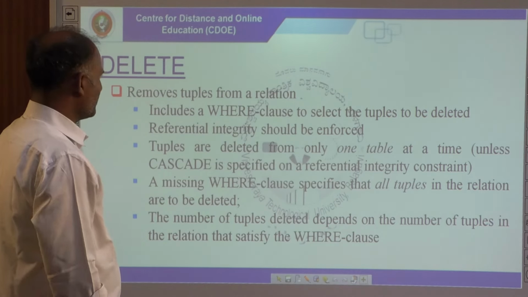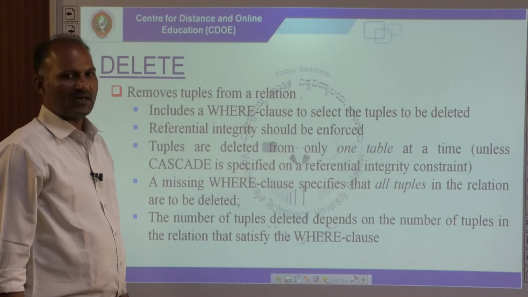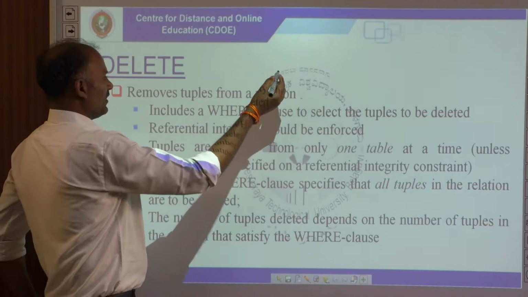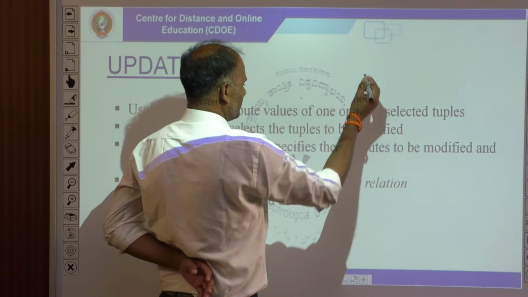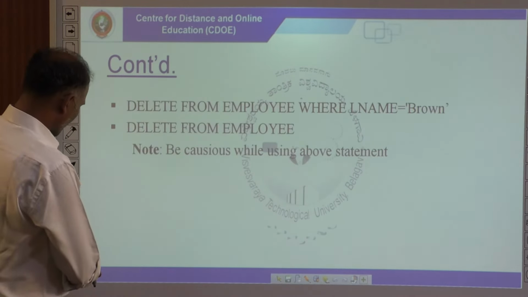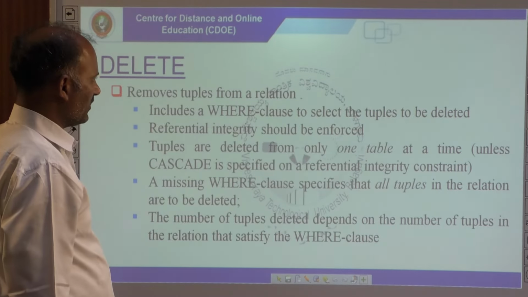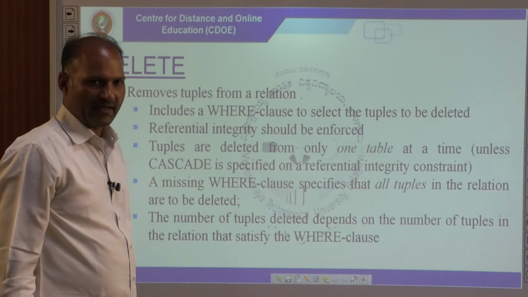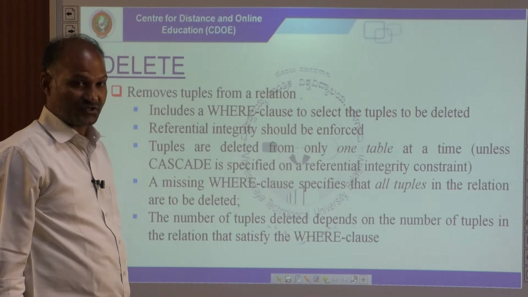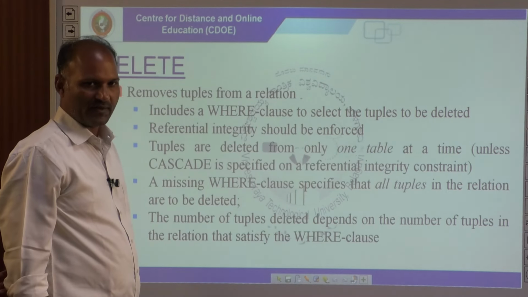Next is delete. Delete is another command used in SQL to remove a tuple from the relation. So, if you wanted to remove or delete a record from the table, then we use the delete statement. It includes a where clause to select the tuples to be deleted, just like the where clause used in SQL as a part of select, we can also use the delete statement along with the where clause.